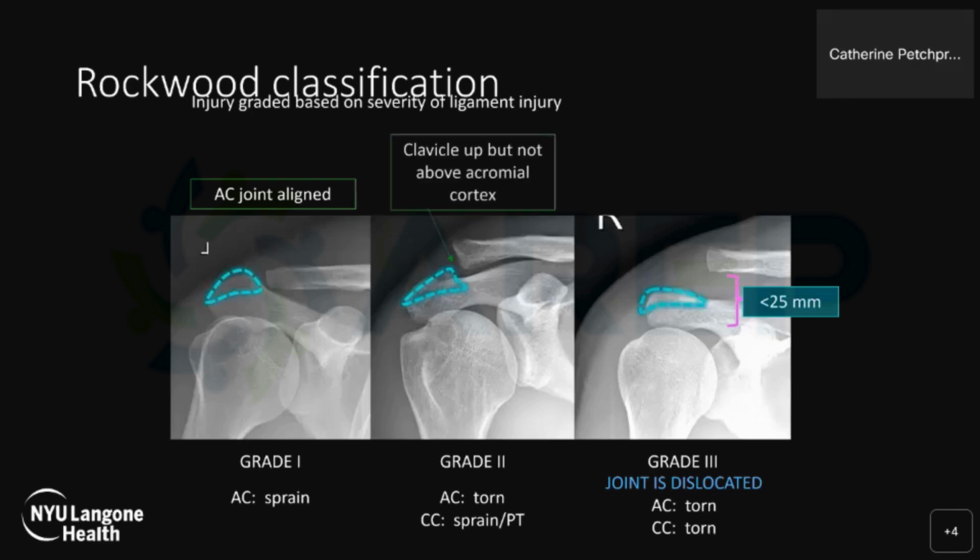With grade 2 injuries, the joint can be widened. The clavicle is elevated but not above the acromial process. In this injury, the acromioclavicular joint capsule and ligaments are torn, but the corticoclavicular ligaments are only sprained or partially torn. When the clavicle is above the acromial cortex, the joint is dislocated, and the joint is vertically unstable. In this grade 3 injury, both the acromioclavicular and corticoclavicular ligaments are torn, and the corticoclavicular distance is increased, but not more than 25 millimeters.